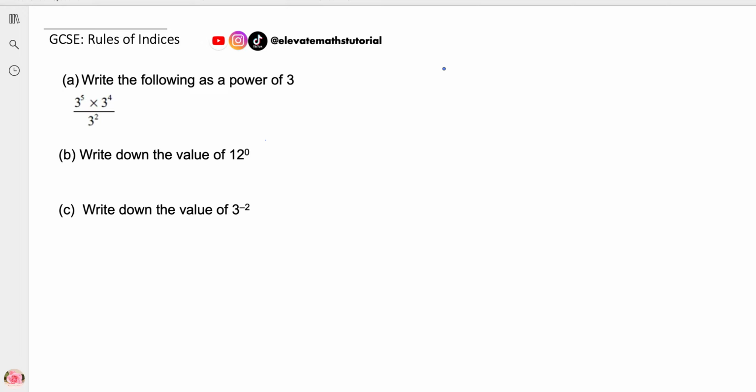In order to answer rules of indices questions, what you need to know is a set of index laws. Okay, the laws of indices that we apply to answer these questions. There are a set of them, and you need to know them. You need to be able to identify this is a rules of indices question, and you need to know which rules to apply.